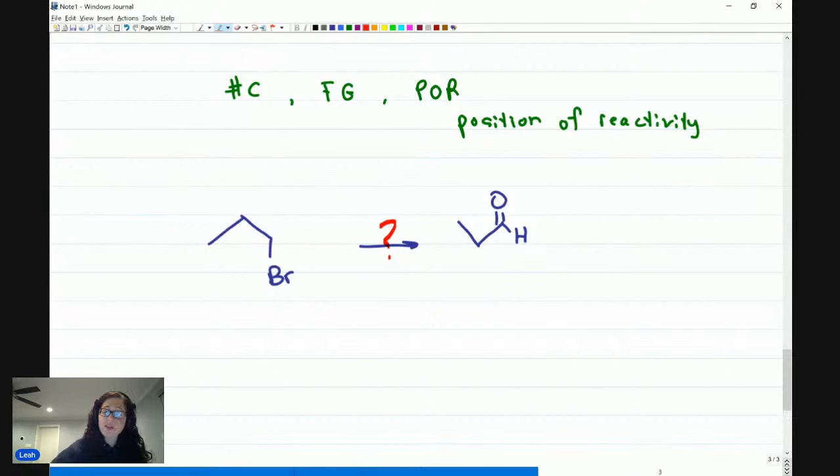You see something like this on your exam. What is your first thought? How do you approach something like this?